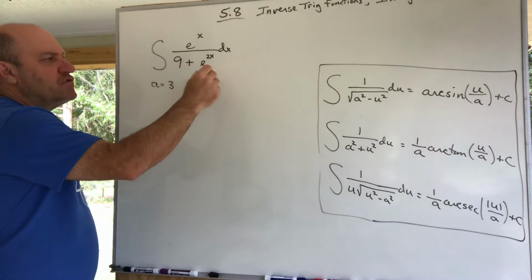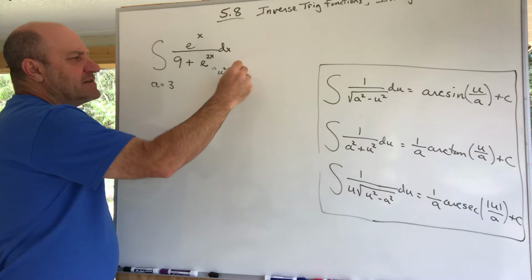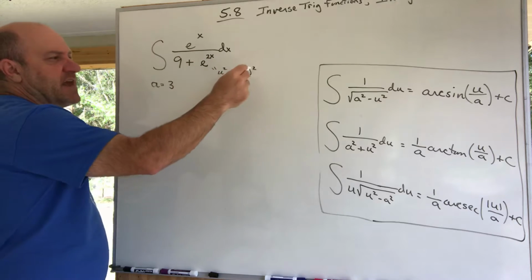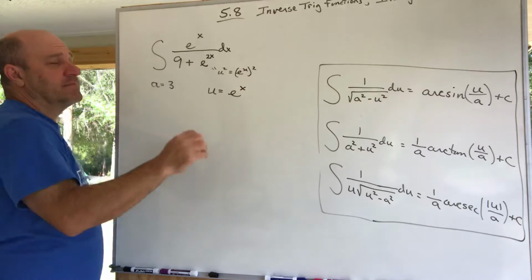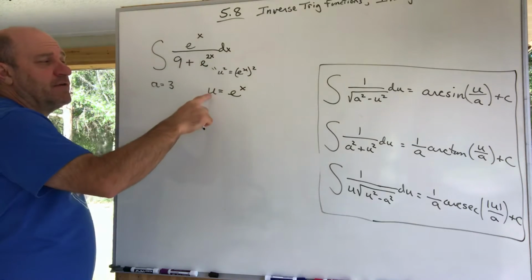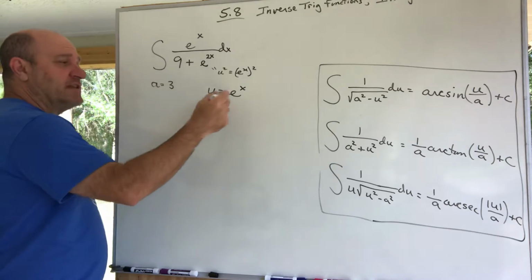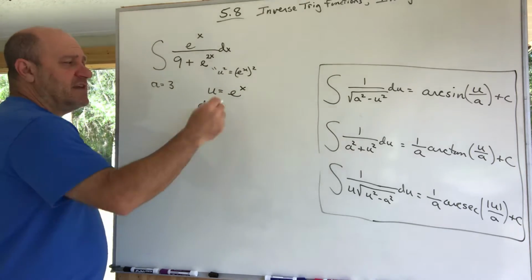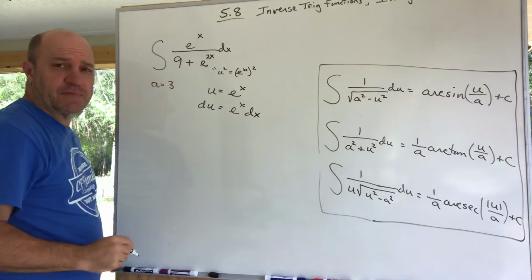If this is my u squared, what I need to think of is that's an e to the x squared. That's what that e to the 2x is. It's an e to the x squared. So what's the u? U is e to the x. If that's u squared, u is e to the x. And I taught you last time, if you're calling something u, you better carry through the u substitution process. Du then is the derivative, which is e to the x dx.